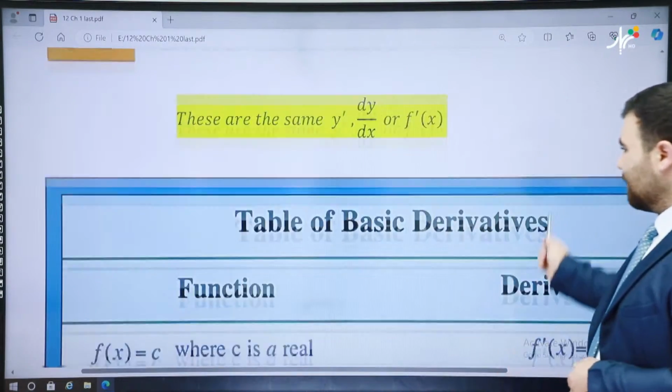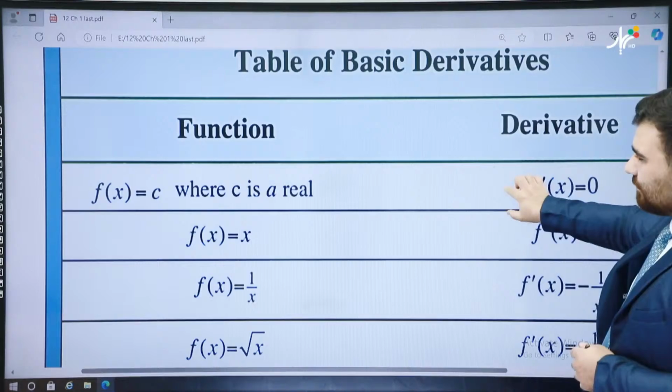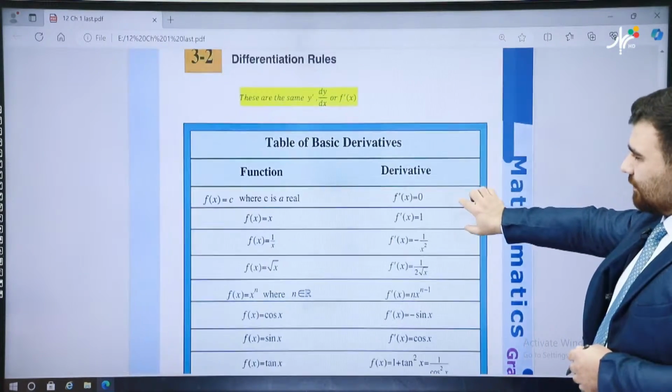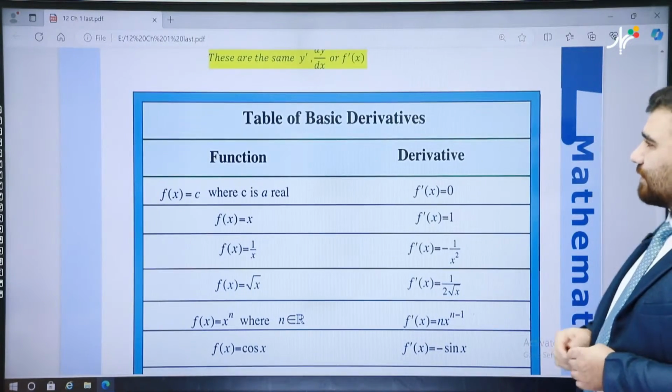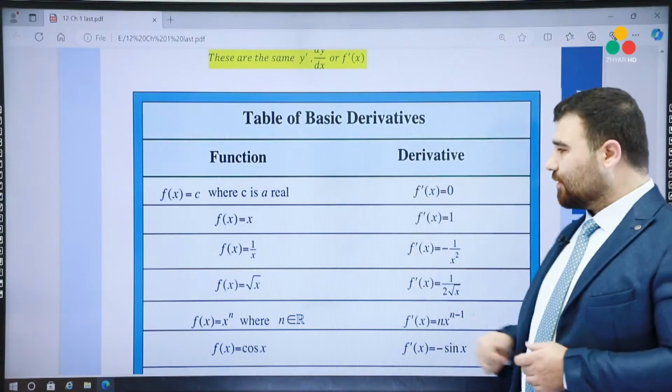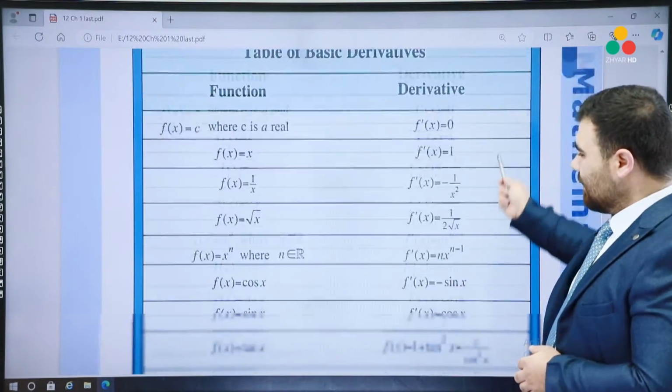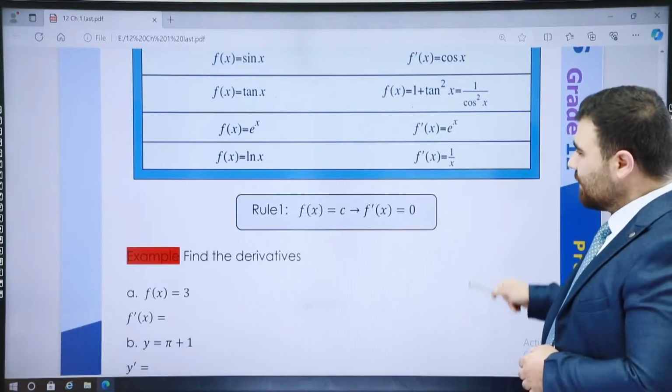There is a table of basic derivatives, and each one of these could be solved using one of the differentiation rules that we are going to study. Then let's begin here.